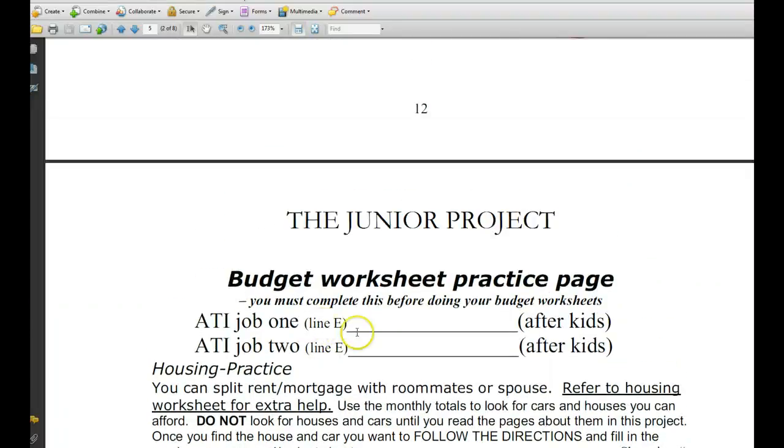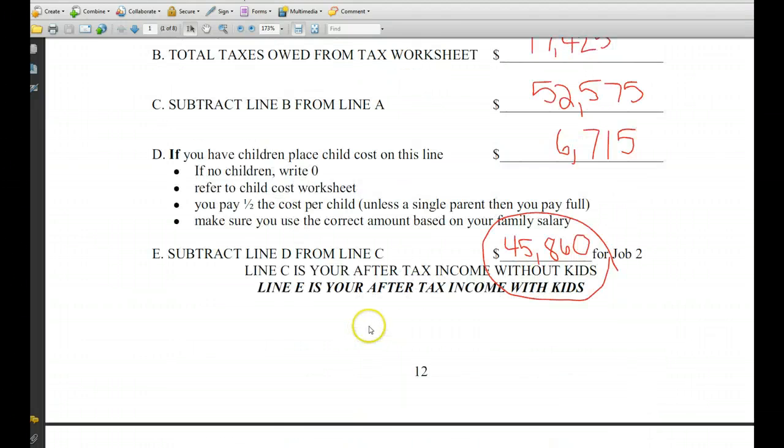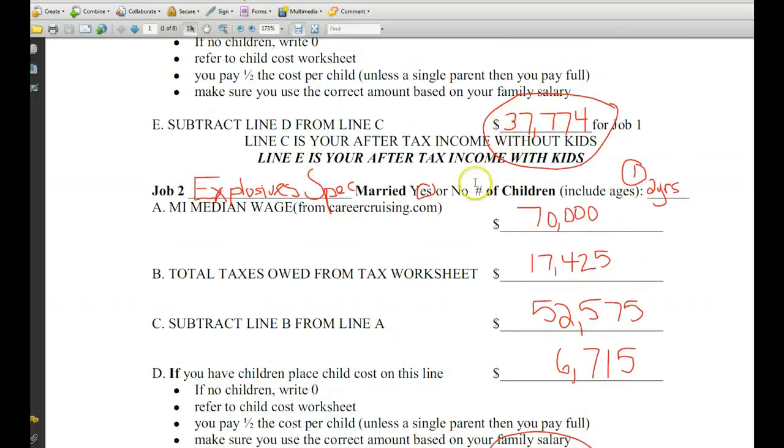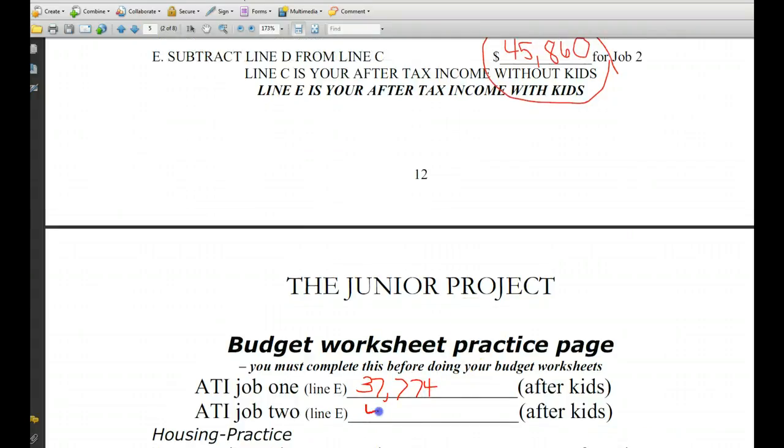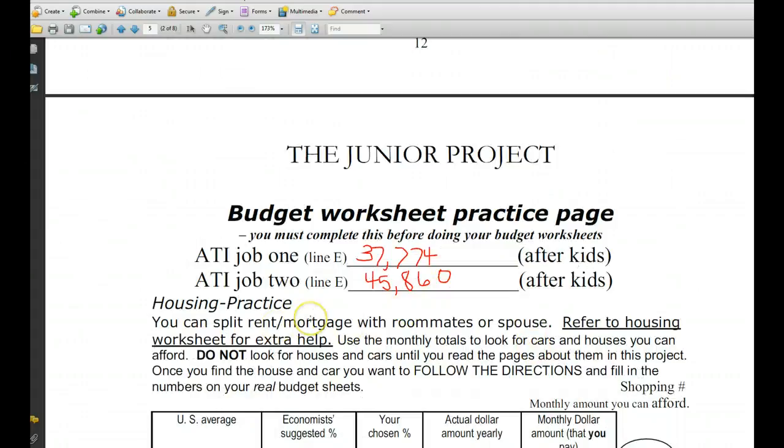So again, this is asking for line E. Remember, those are the ones in the last video that I circled. So I have 37,774. Let me make sure I've got my tool of pencil. Okay, so I have 37,774, and then 45,860. Okay, so this is what I get to spend and work on my budget.